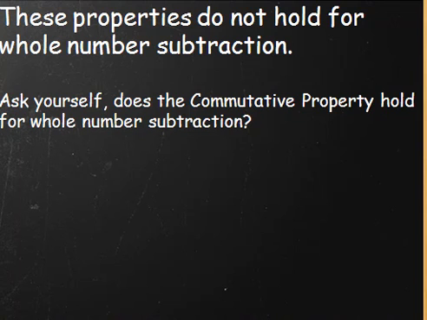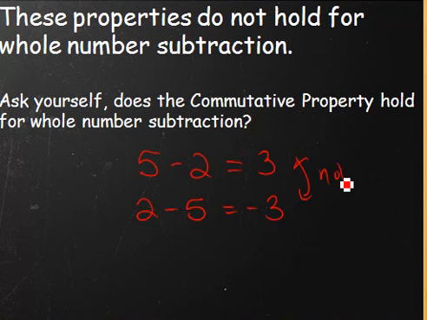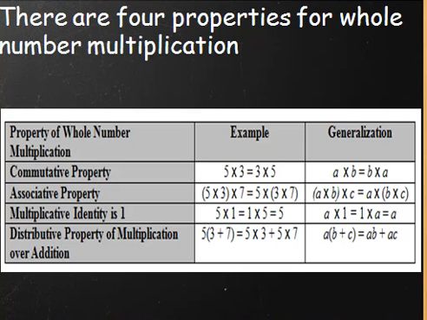We might ask ourselves, do the whole number properties hold for subtraction? And the answer would be no. The commutative property does not hold for subtraction, since 5 minus 2 gives us 3, and 2 minus 5 gives us a negative 3. These are not equal. We will look at properties for multiplication next. There are 4 properties.